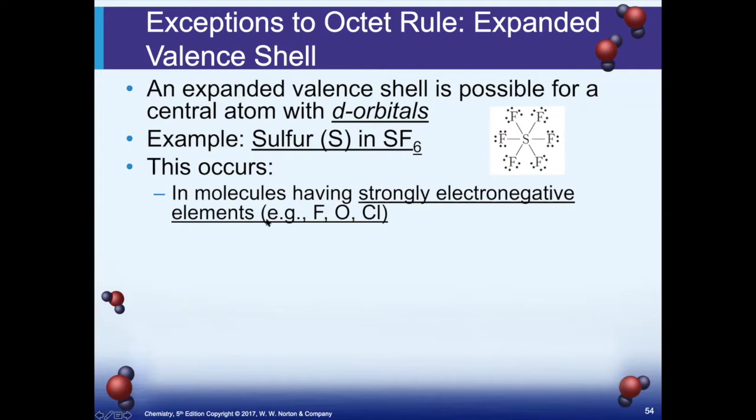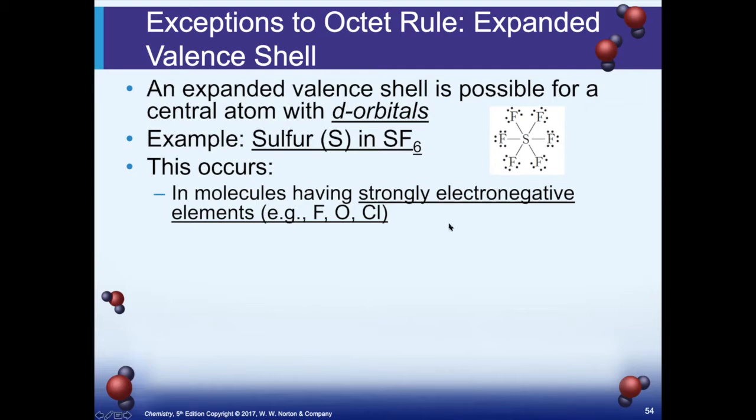So as we already said, there are a couple instances in which this occurs routinely. First of all, if you have a compound with strongly electronegative elements like fluorine, oxygen, or chlorine, so as you can see in the example that we provided, one of the elements in that compound is fluorine, highly electronegative. Okay, so that's one situation to look for it.